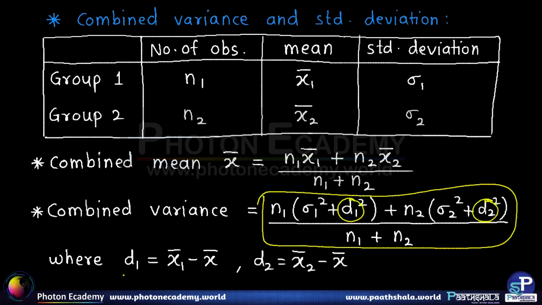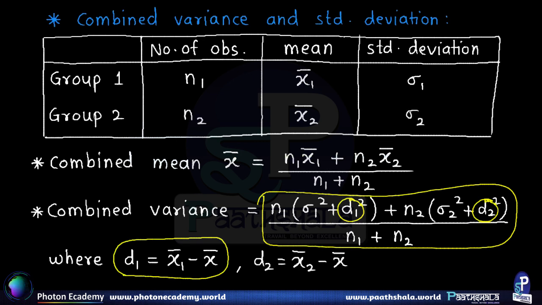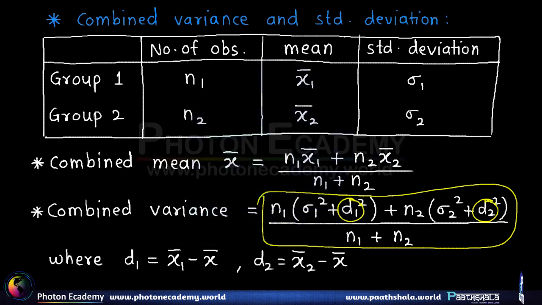So d1 stands for x1 bar minus x bar, that is the difference between the mean of the first group and the combined mean. And similarly d2 is the difference between the mean of the second group and the combined mean. So once we calculate these differences, we plug them in the formula of combined variance and calculate the same. And taking the square root of the variance, of course, we will get the value of the combined standard deviation.